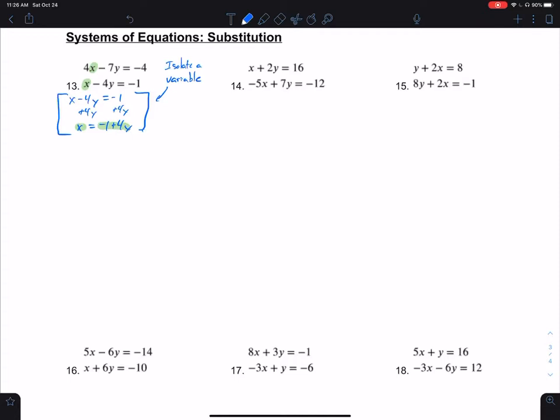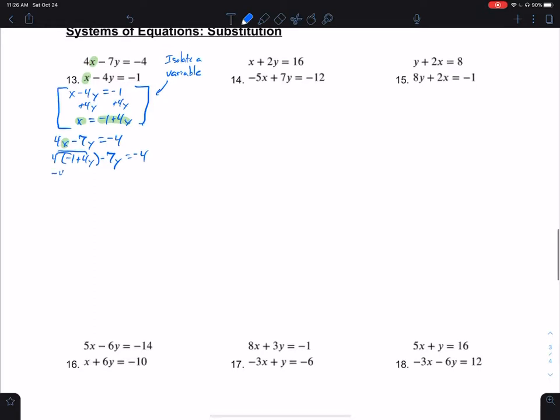Don't choose the one that it came from because everything will just cancel out. So I'm going to take 4x minus 7y is equal to negative 4, and I'm going to substitute in for my x value. So we have 4 times negative 1 plus 4y, minus 7y is equal to negative 4. And now, unlike the last videos, we're just going to solve for our variable. Negative 4 plus 16y minus 7y equals negative 4. I'm going to combine like terms here, get 9y. Add 4 to each side, so 9y equals 0, divide by 9, and y would be equal to 0.